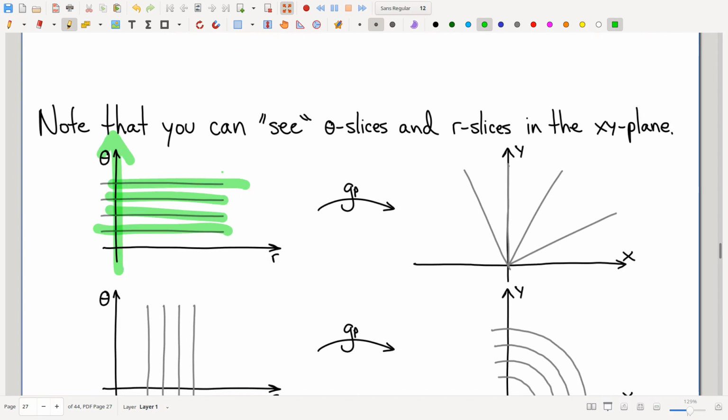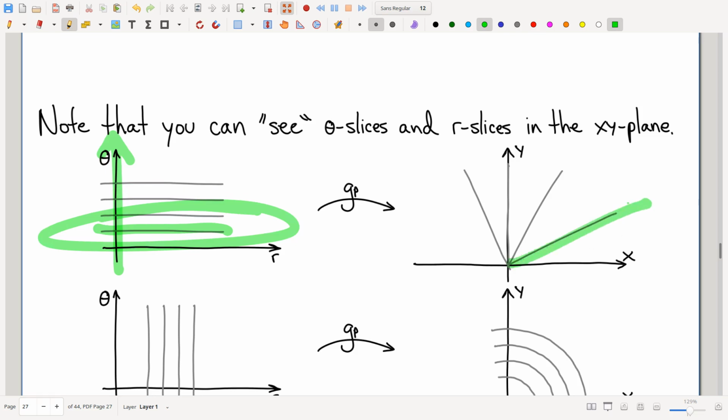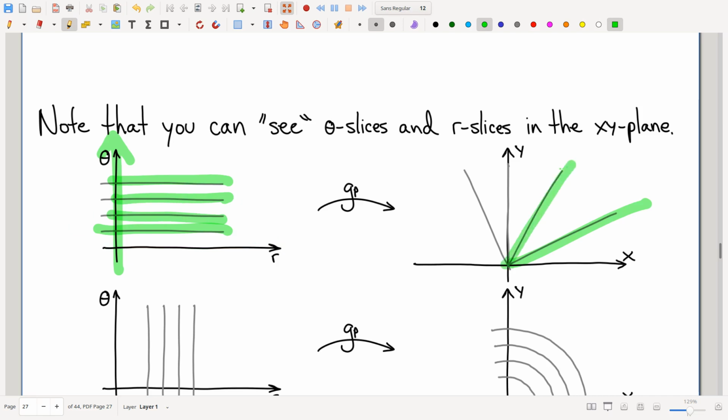Yeah, I can see them right here. They're in the r theta plane, sure, but notice you can also see exactly what they look like in how they show up in the xy plane. So this edge right here, that represents a constant value of theta, and then we look at various values of r as r increases, and so that would be something like that. Each one of these as you go up represents a different constant value of theta. Sorry.